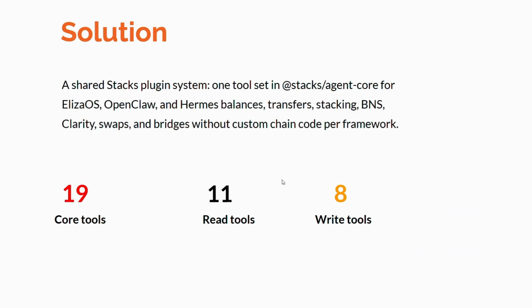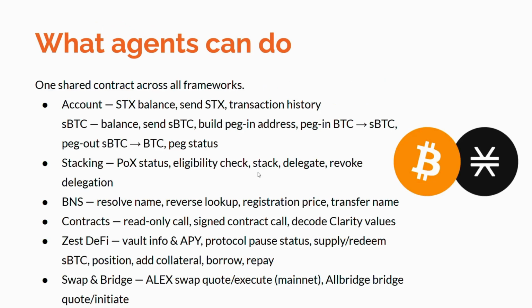So the solution we have is we've built a shared Stacks plugin system. So one tool set in Stacks Agent Core, which is an NPM package for the three major AI agent frameworks. So this will do a couple of things, such as fetch STX balance, send STX, send BTC, also participate in staking, check the eligibility for your staking, also resolve BNS, read contracts, and also participate in DeFi, leveraging Zest, and also participate in swapping and bridging, leveraging AlexSwap and Allbridge as well.